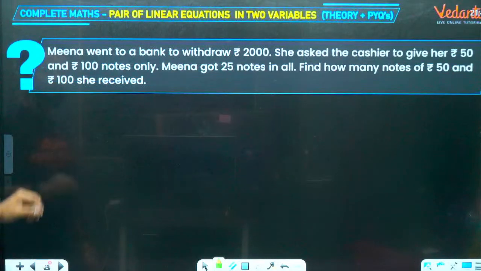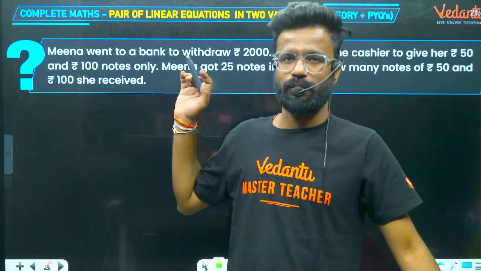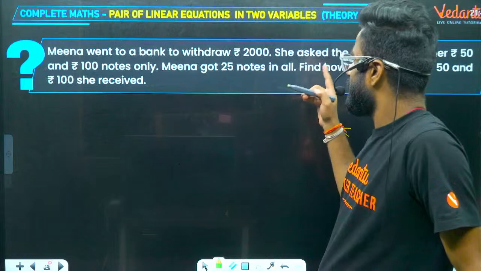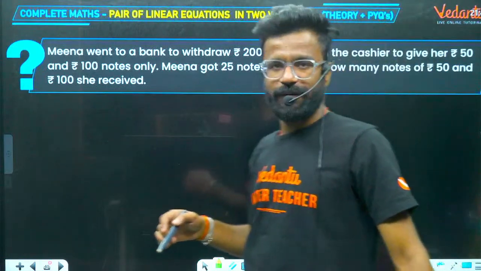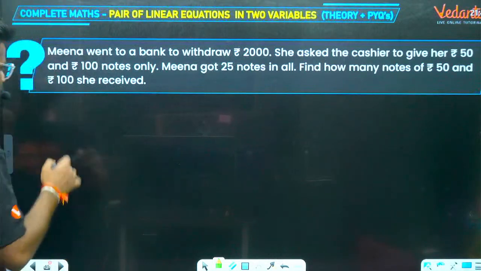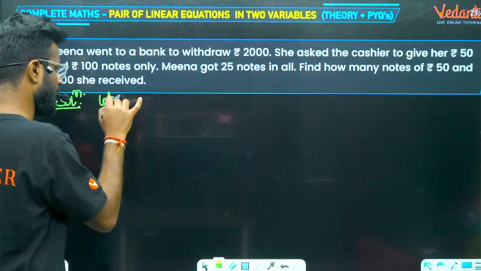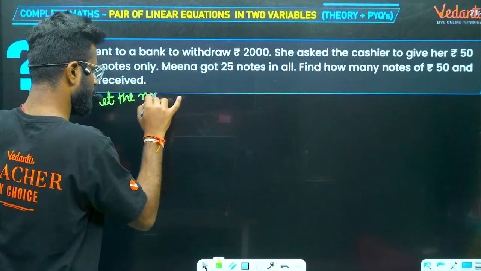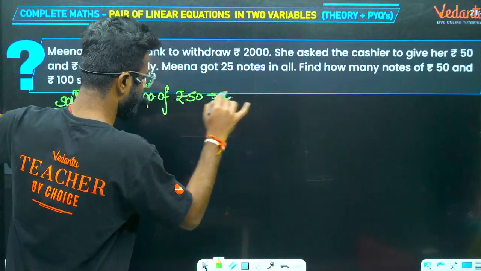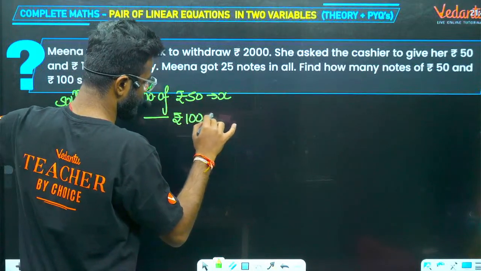Meena went to a bank to withdraw 2000. She asked the cashier to give her rupees 50 and rupees 100 notes only. Meena got 25 notes in all. Find how many notes of rupees 50 and rupees 100 she received. Okay. Let the number of 50 rupees notes be x and the number of 100 rupees notes be y.